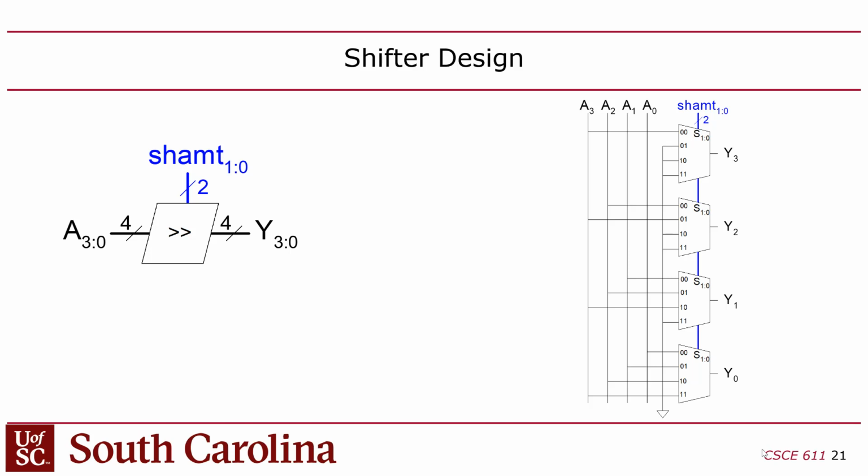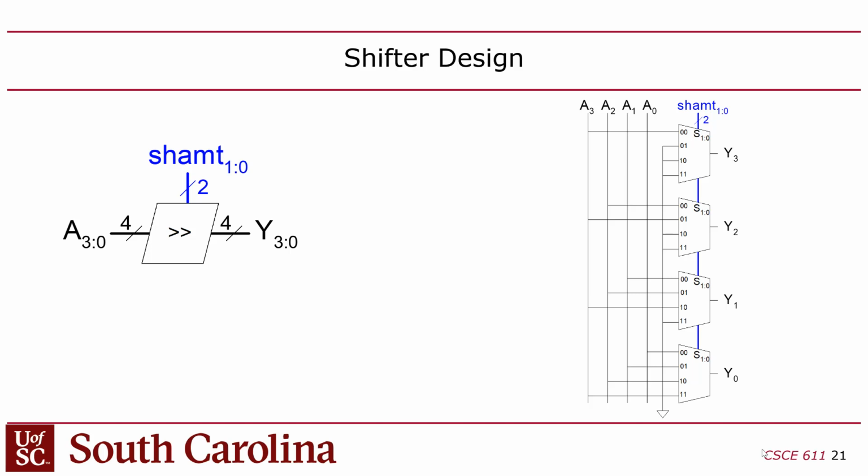So the idea is that I'm going to take the most significant bit, if you just consider the most significant bit of A, right? That most significant bit is going to be mapped to the most significant bit of Y if the shift amount is 0. If the shift amount is 1, then it's going to come in here and it's going to be shifted to Y2. If the shift amount is 2, Y3 is going to go into Y1, and if the shift amount is 3, Y3 is going to get sent out to Y0, right?